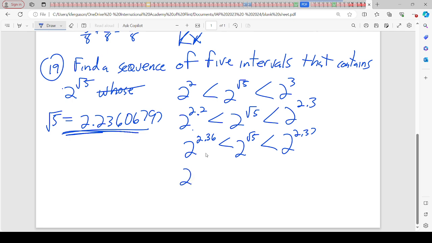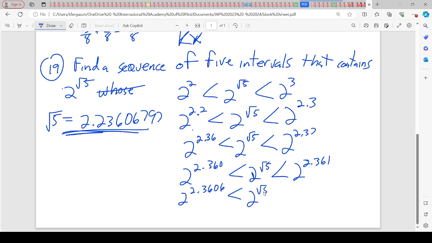And now I'm going to the fourth place. That's 2.360 and 2 to the 2.361. So that's 4. I need one more. So that's 2 to the 2.3606 and 2 to the 2.3607. Got one more problem.